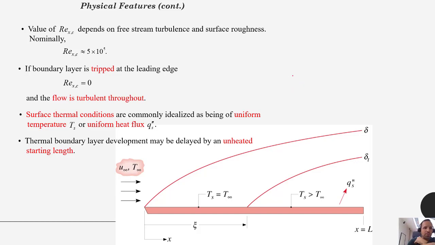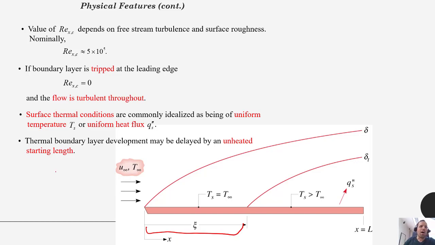So I mentioned this before: the value of the critical Reynolds number depends on the free stream turbulence and surface roughness. Normally that critical Reynolds number is 5 times 10 to the 5th. If you did something at the leading edge to trip that flow, you may see turbulence early on and your flow would be turbulent throughout, which we've already talked about. Other surface conditions might include uniform temperature, so you may have the entire plate at the same temperature, or in a different circumstance, uniform heat flux. And then, as I mentioned, you could also have this unheated starting length, which is this distance represented by the Greek letter xi.